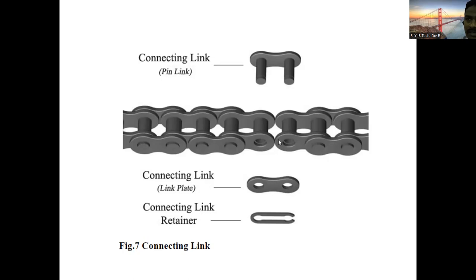Oval type means the links are connected to one another in an oval shape. So whenever the material is heavy, we use this kind of chain for lifting the material or lowering it at the required place, for lifting and lowering purposes. Then conveyor chain.